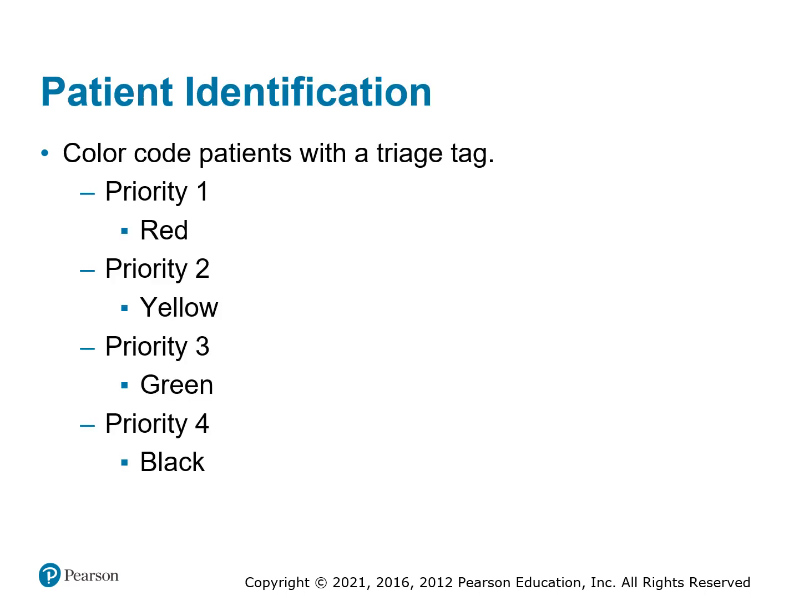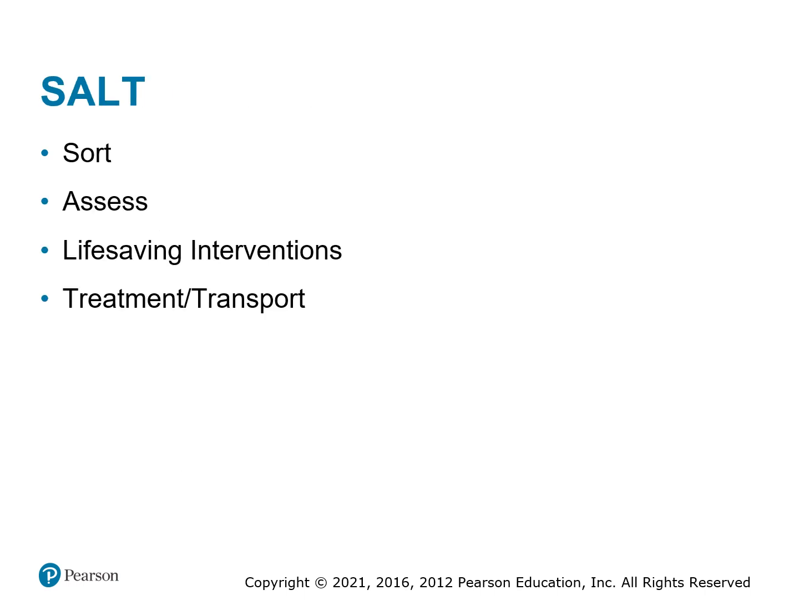So there's a color code on the triage tag for the priority patients. A priority 1 patient is red, a priority 2 is yellow, a priority 3 is green, and a priority 4 is black. Here we are, the SALT. SALT triage is what we utilize at my agency. I feel like it's a lot easier. It is sort, assess, do any life-saving intervention, and then treatment and transport.